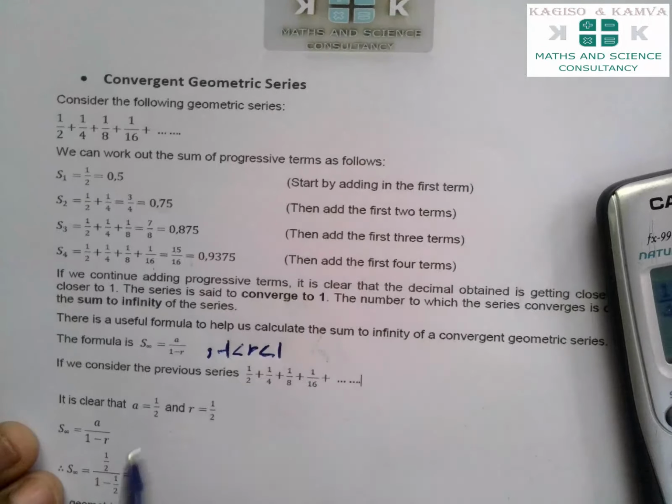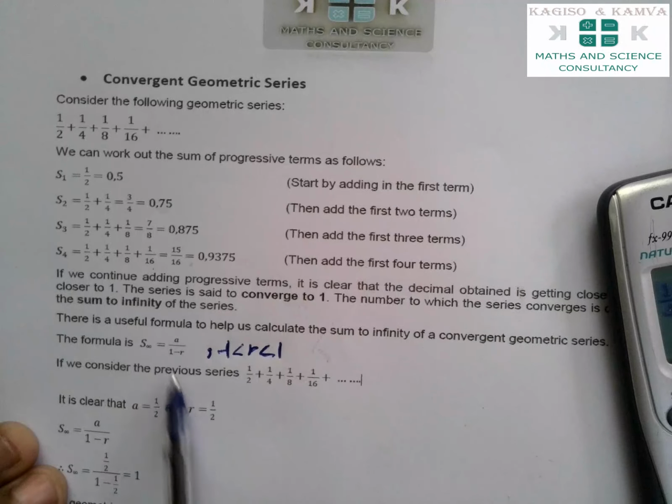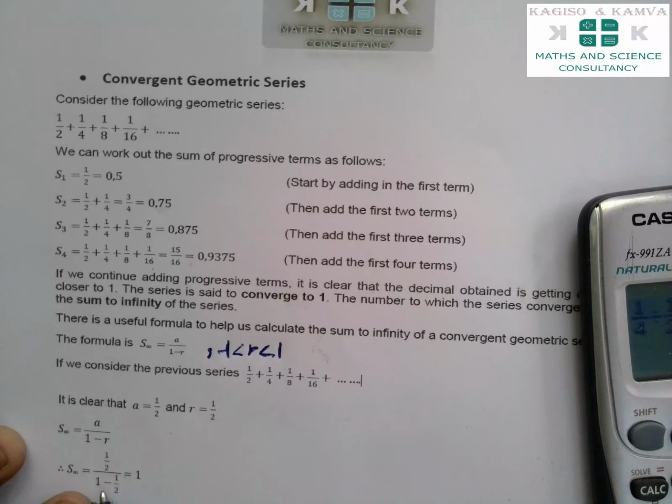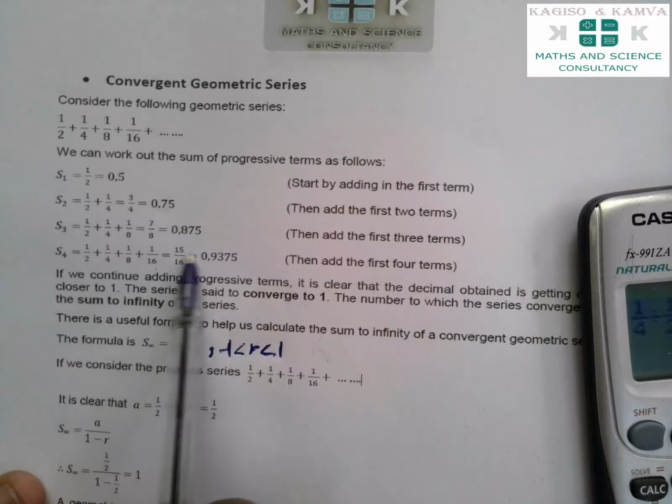So we can put values into the formula that we use to calculate the sum to infinity. You know that a is the first term, and r is the constant ratio. So we put 1/2 there for a, and 1/2 there for r. So we can see that the sum to infinity for this series is 1.